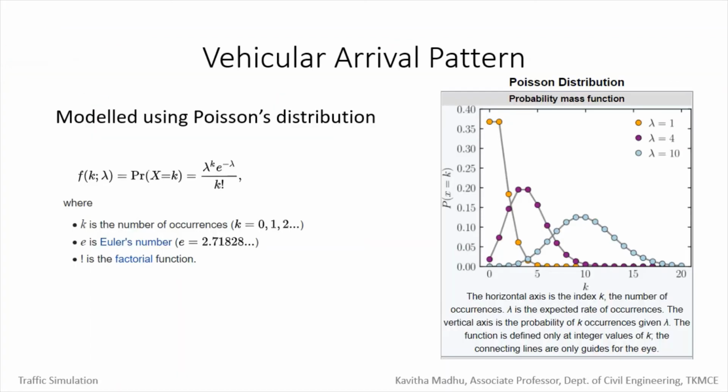In a similar way, vehicle generation can be done based on the vehicular arrival pattern also, and this vehicular arrival can be modeled using the Poisson distribution. The probability mass function of the Poisson distribution is given here, where P(x) is the probability of x vehicles arriving in an interval t, and lambda is the mean arrival rate of vehicles. So we can use the Poisson distribution also for vehicle generation.